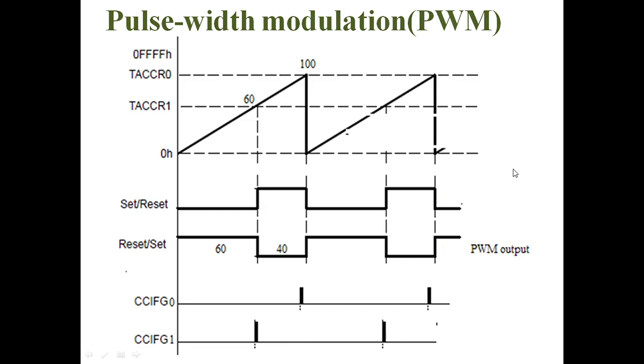So pulse width modulation is an encoding technique. Here the width of the pulse is varied by varying the duty cycle width. Duty cycle means on time here.